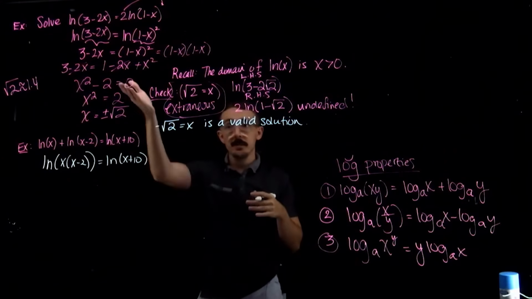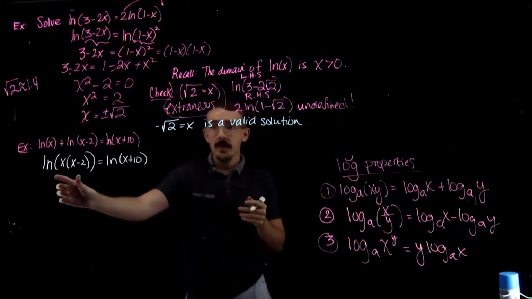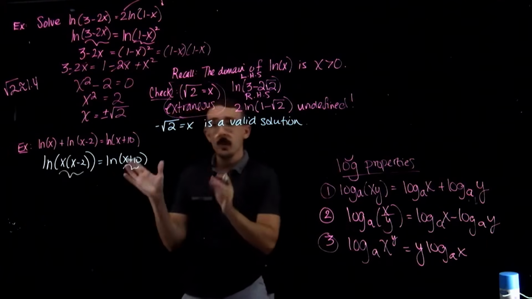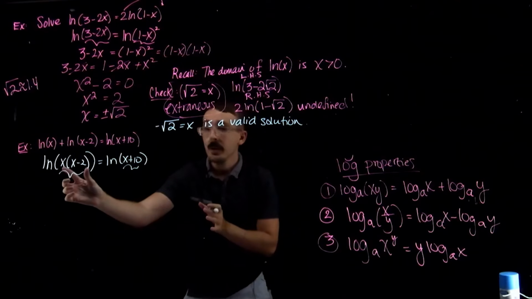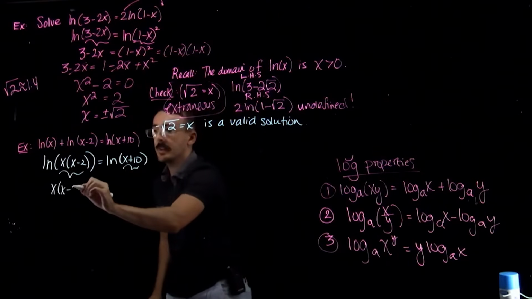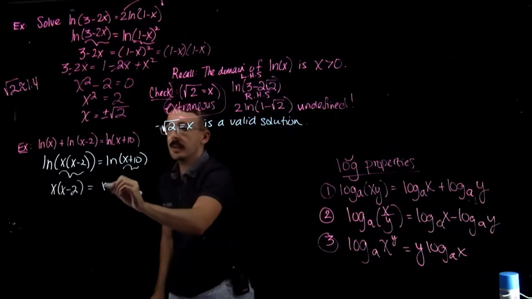So you've taken these two, condensed them. Now we're back to the situation before. Log of one thing equals a log of another. So in order for those two sides to be equal, what you're taking the log of has to be equal. So that means x minus 2 has to equal x plus 10.